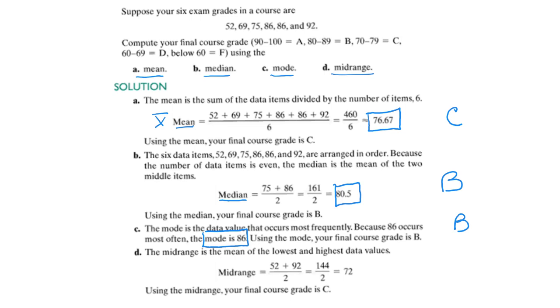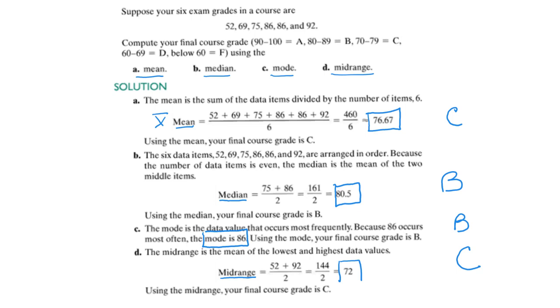And then we have the mid-range. The mid-range takes the smallest value plus the largest value, divided by 2. In doing this operation, we get 72, or a low C. So you can see the different variations of central tendencies depending on the outcome that you want.